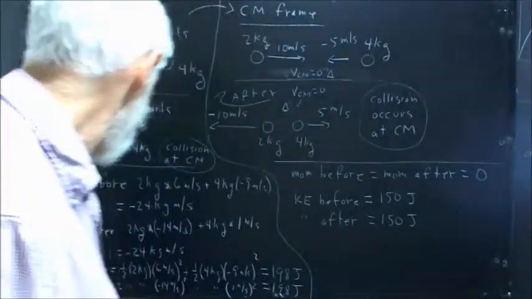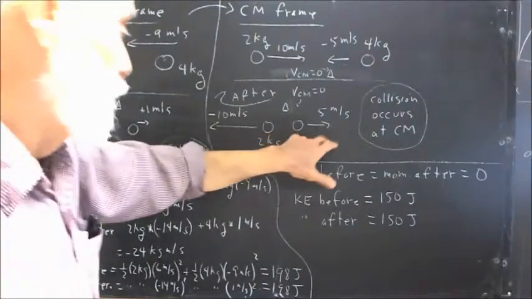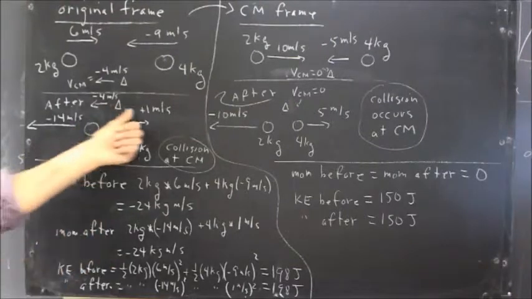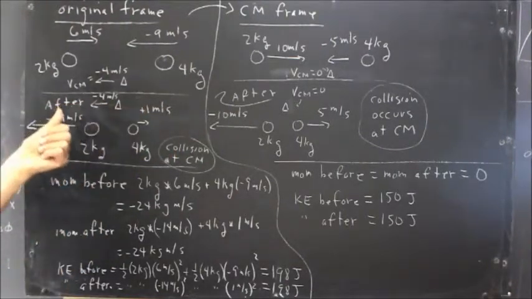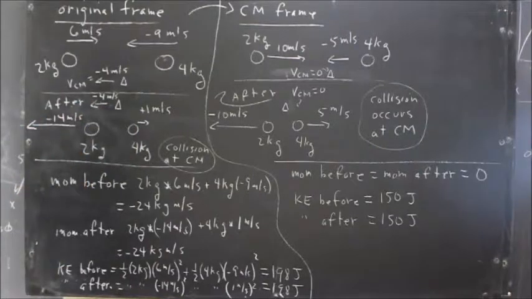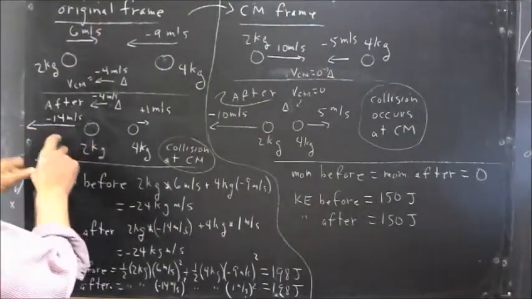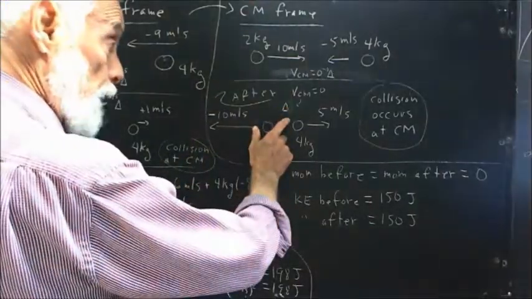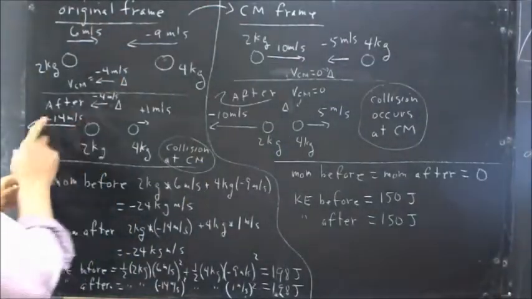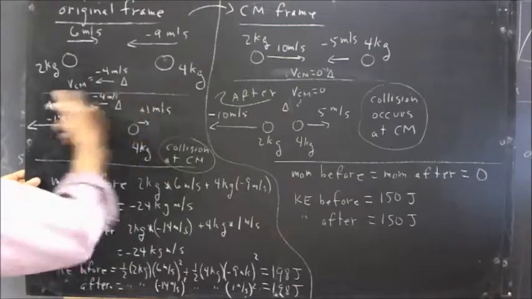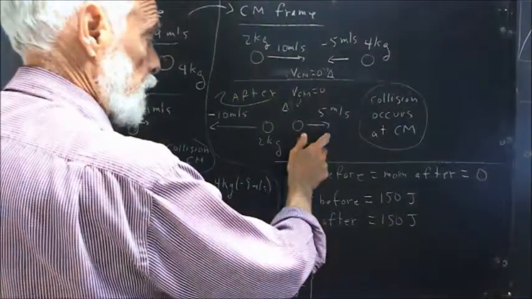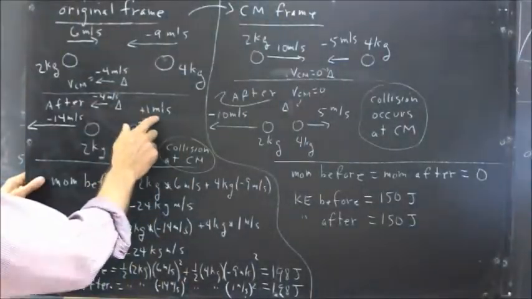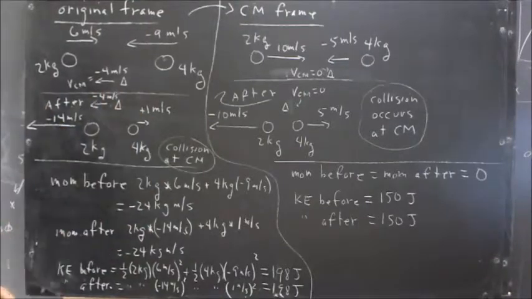Same here. Okay. Now, to get the final result in the original frame, we go back to the frame where the center of mass is moving at 4 meters per second in the negative direction, and we transform these velocities to the velocities in this system. The negative 10 meters per second relative to the center of mass here becomes negative 14 meters per second relative to the moving center of mass here. The 5 meters per second relative to the stationary center of mass becomes plus 1 meter per second relative to the center of mass moving at negative 4 meters per second.